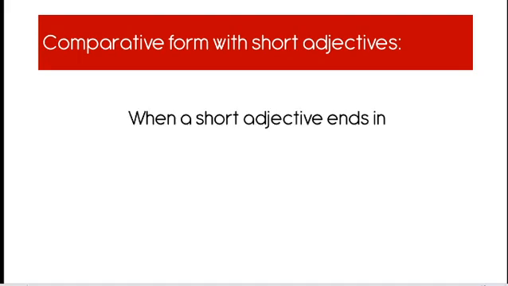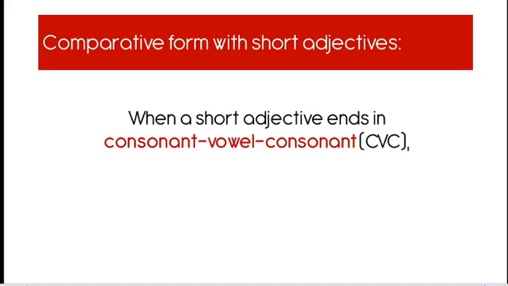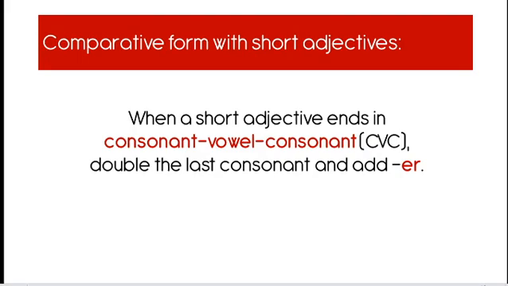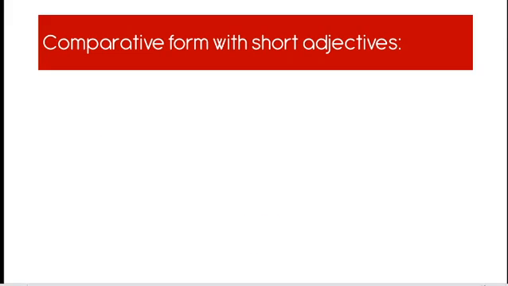Now, when a short adjective ends in a consonant, vowel, consonant, or CVC, we are going to double the last consonant and add er. For example, the adjective big, as you can see, it has a consonant, vowel, consonant. You're going to double the last consonant g and then add er. It goes from big to bigger. The same with fat, consonant, vowel, consonant, it changes to fatter with the double last consonant.